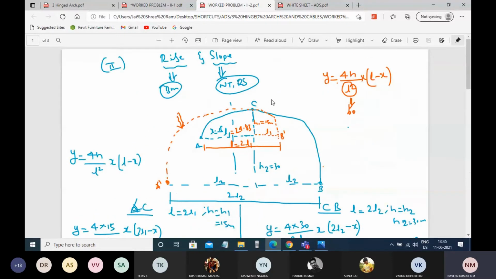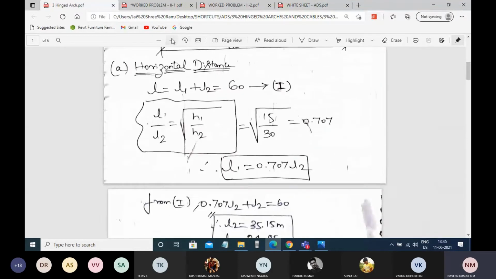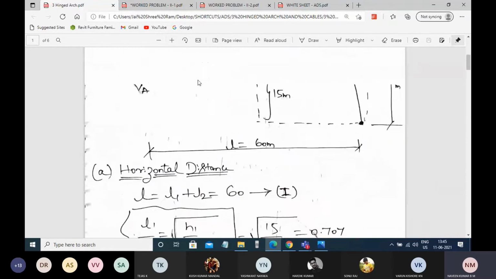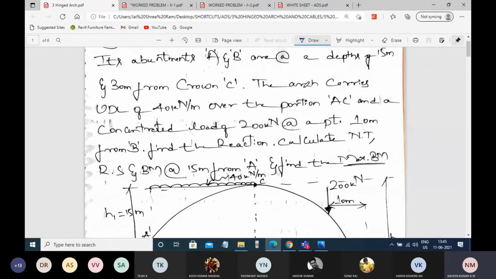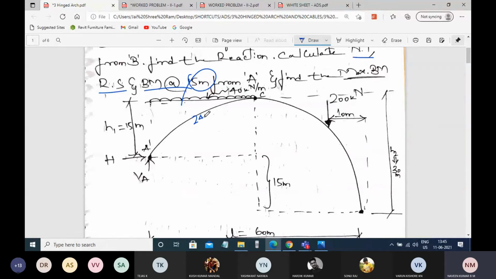Now coming to the next part. The next thing that we need to find as per the problem statement is the normal thrust, radial shear as well as bending moment at the given point. The given point is 15 meter from the support A. That means somewhere here, you can assume that this is around 24.85 meter, this length of UDL, that is equal to L1.